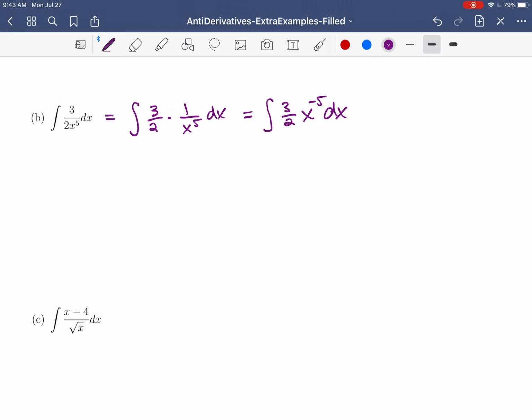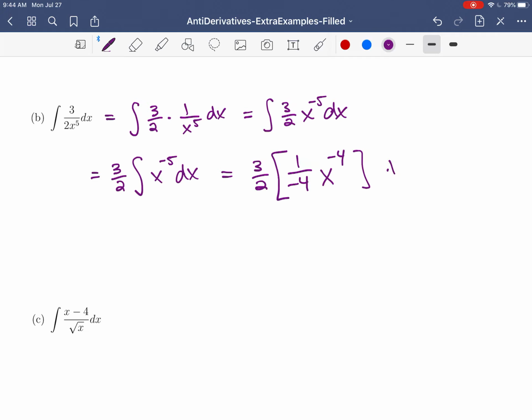Then I can bring the 3 over 2 out of the integral because it's a constant, and I have just x to the minus 5 dx. And now I can take my integral using the power rule again. If I add 1 to the exponent, it's going to become negative 4, so I need to divide by that number to make sure that when I take the derivative, it cancels out.